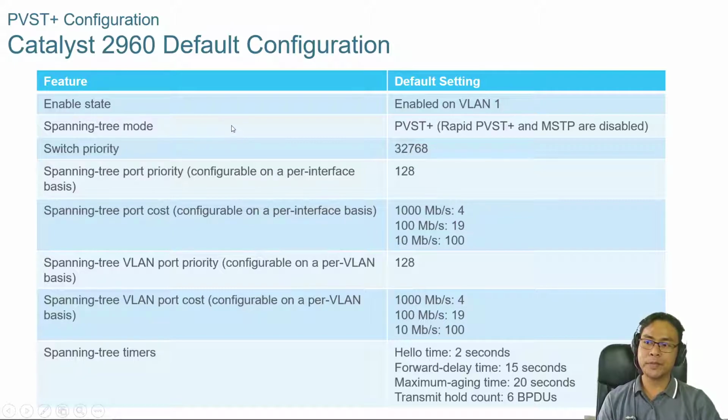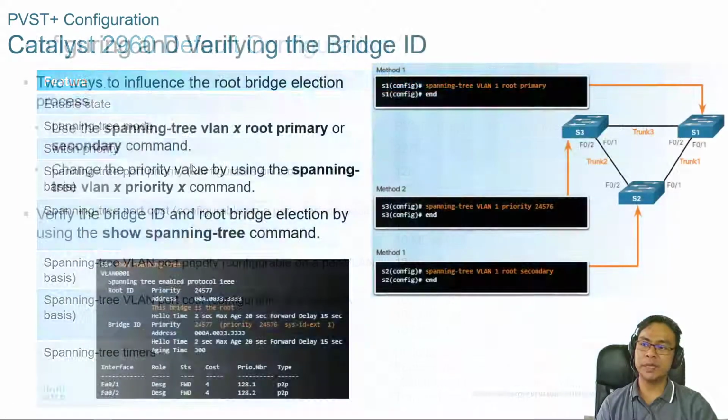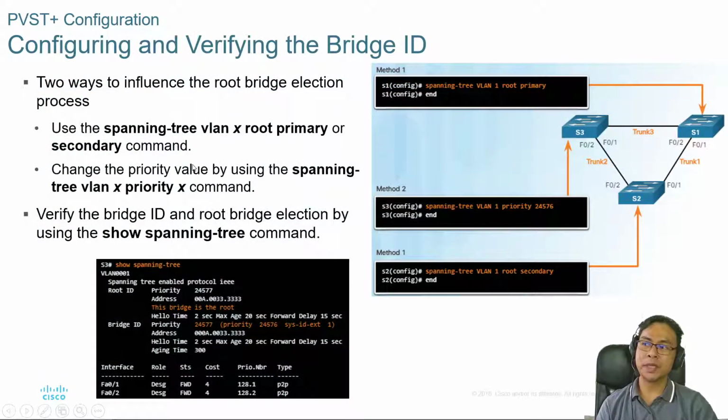So these are some of the Catalyst 2960, but of course we all know that meron pa tayo ibang mga catalyst na pinag-uusapan. So, two ways to influence the root bridge selection process.